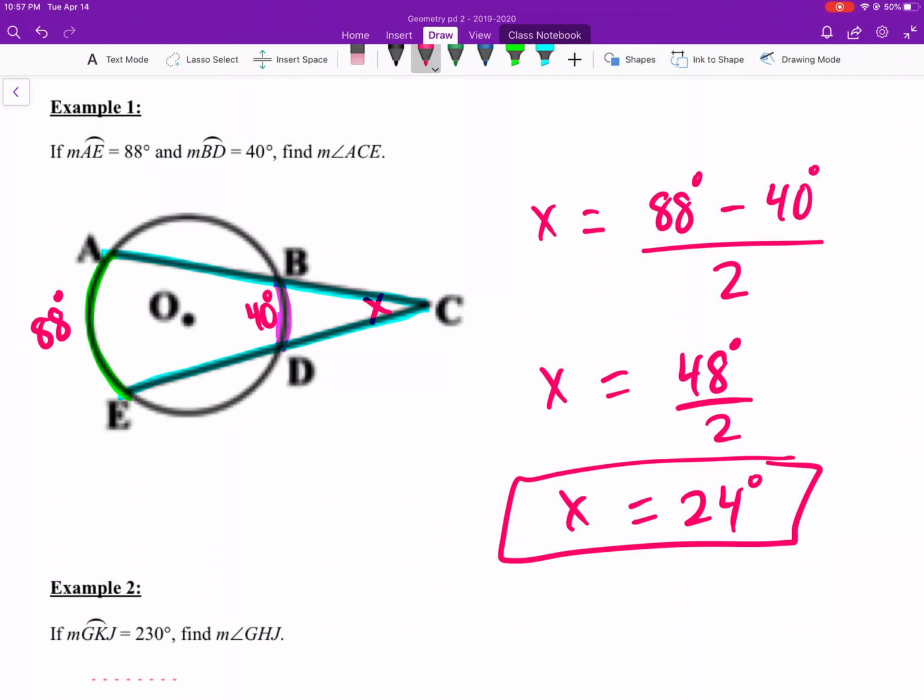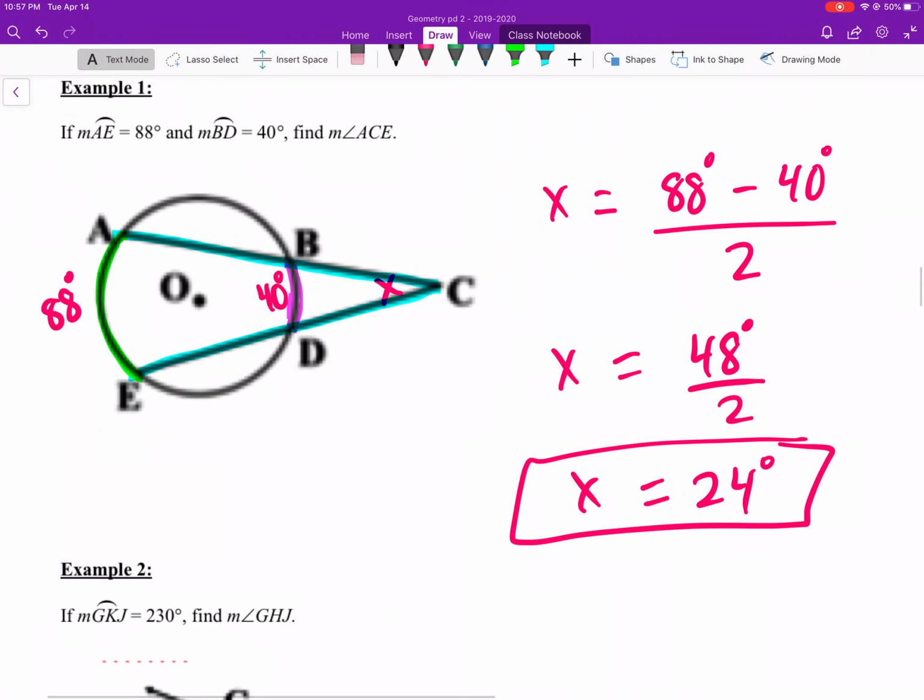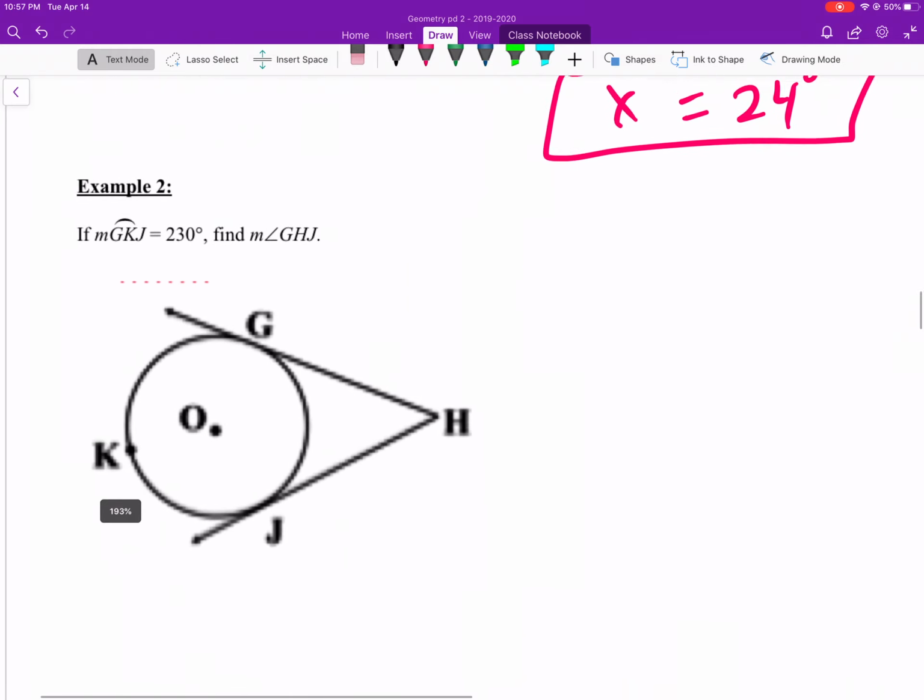Alright, not so bad. So this is an exterior angle. Remember, it's outside of the circle. It intercepts two arcs, a smaller arc and a larger arc. You subtract those two and divide it by 2. And you find that gives you the exterior angle.